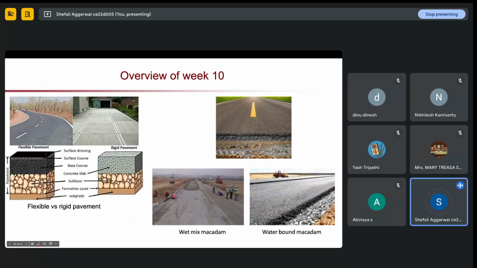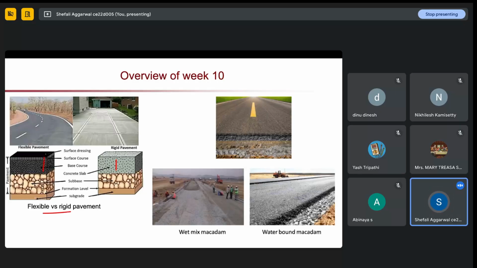Okay, so a little overview of the different types of pavement we have. Firstly, we have a broad classification of flexible and rigid pavement. If you can see from this diagram, in flexible pavement we will usually use asphalt or bitumen, and in a rigid pavement we will use a normal concrete slab, which can be reinforced or not reinforced. Otherwise, all other layers will be the same.